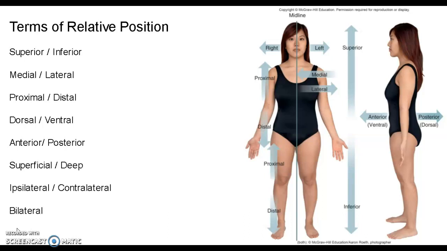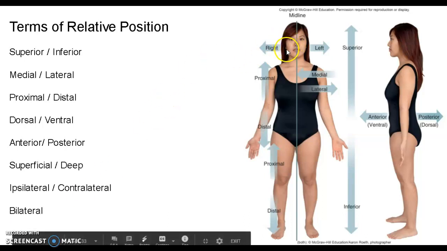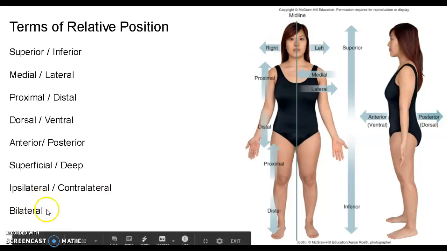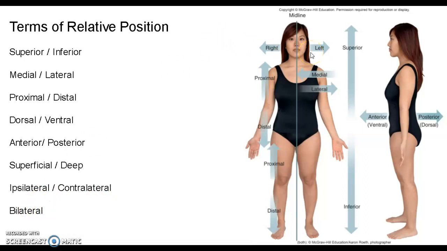Ipsilateral versus contralateral. Ipsilateral means same side, contralateral means opposite sides. So your right eye and right ear are ipsilateral. Your right ear and left eye are contralateral, opposite sides. Bilateral means you have one on each side. So your eyes are bilateral, your lungs are bilateral, your kidneys are bilateral. Anything that you have two of, one on each side of the midline, is bilateral.